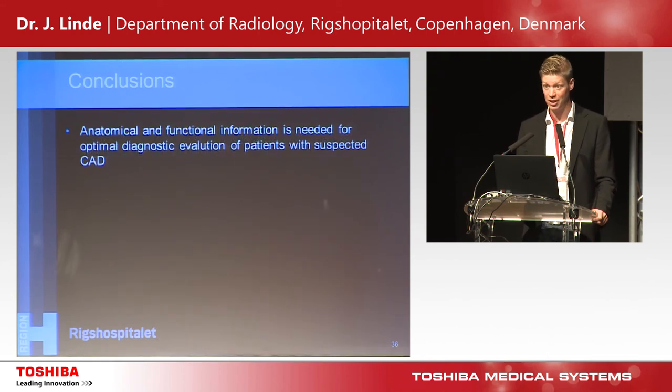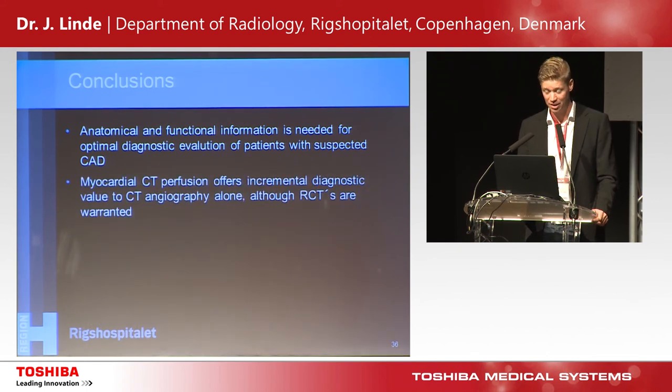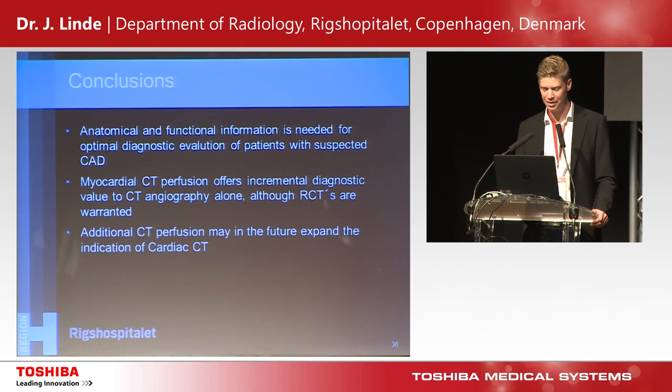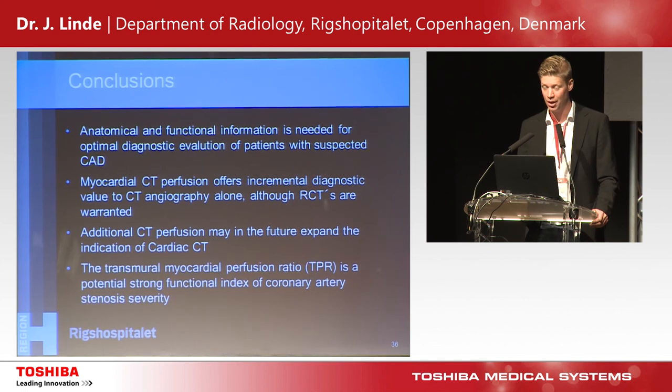So my conclusions are that anatomical and functional information is needed for optimal diagnostic evaluation of patients with suspected CAD. Myocardial CT perfusion offers incremental diagnostic value to CT angiography alone, although we want some randomized controlled trials. The additional CT perfusion may, in the future, expand the indication of cardiac CT. And finally, the transmural myocardial perfusion ratio, the TPR, is a potential strong functional index of coronary artery stenosis severity.